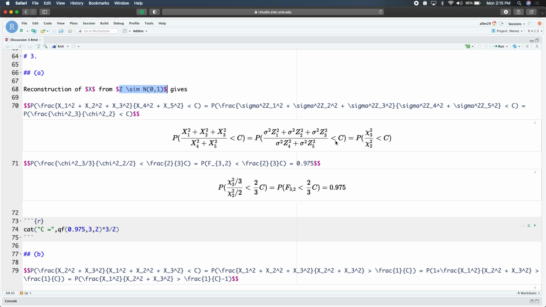Then from chi-square to F distribution, this is also a property. When working with the ratio of 2 chi-squares, when you divide each by its own degree of freedom, you reduce the ratio into an F distribution. The corresponding degrees of freedom are the one from the numerator and the one from the denominator. So chi-square of 3 divided by 3 and chi-square of 2 divided by 2 reduces the ratio of 2 chi-squares into one F distribution with degrees of freedom 3 and 2. Yeah. Thank you.